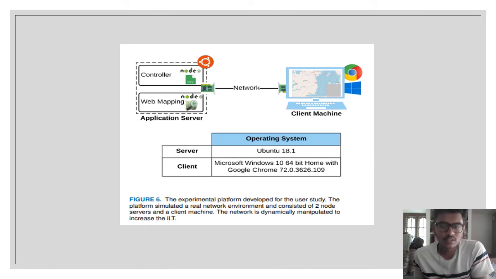So this is figure 6, the experimental platform developed for the user study. The platform simulated a real network environment and consisted of two node servers and a client machine. The network is dynamically manipulated to increase the ILD.